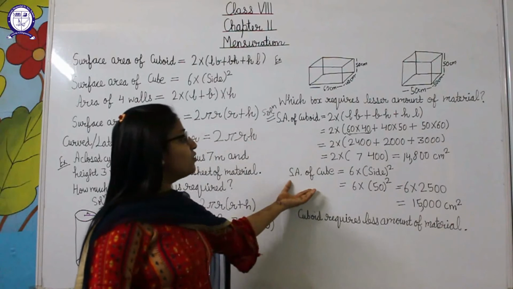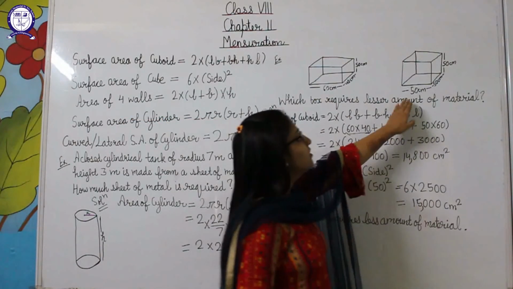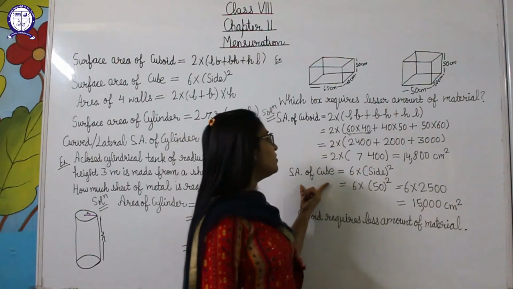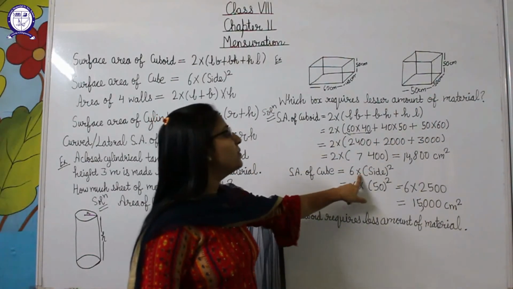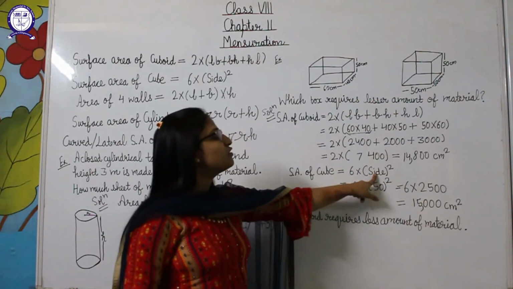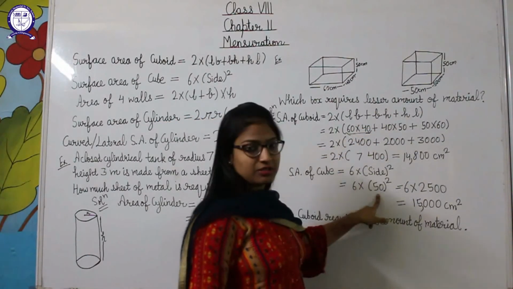Now we will find out the surface area of cube. Here side of the cube is given as 50 centimeter, and the formula for surface area of cube is equals to 6 multiply side square. So in place of side we can write 50 centimeter.